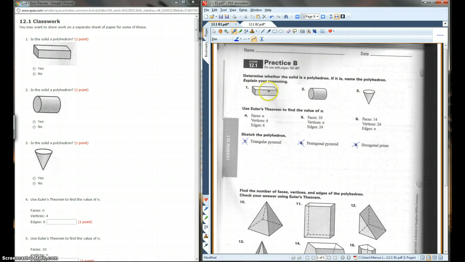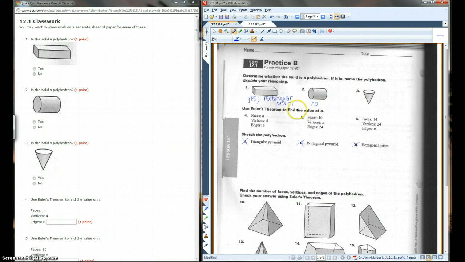This one is a prism. So it is in fact a polyhedron. So yes. You could write prism, or if you want to be more specific, you could write rectangular prism. Alright. This one is not a polyhedron. If you look at your notes, I actually use a cylinder as an example of something that is not a polyhedron. So this one's no. I'll let you guys figure out what number 3 is.